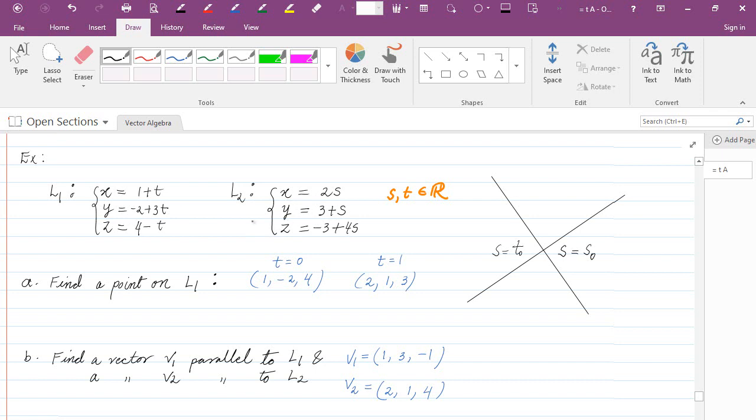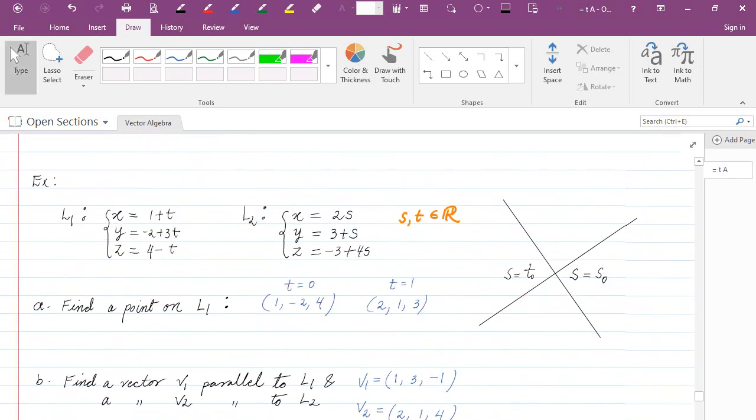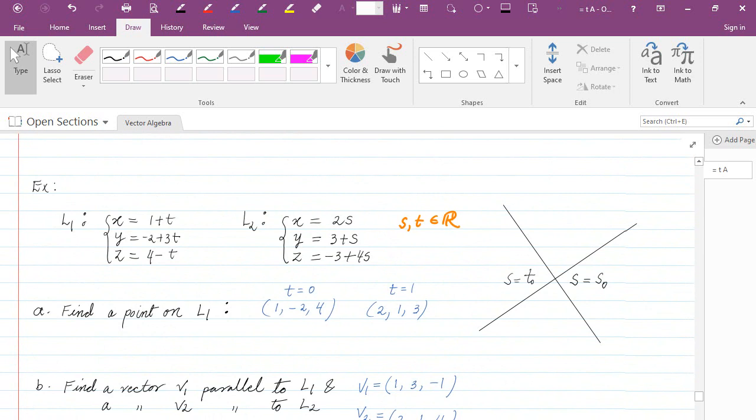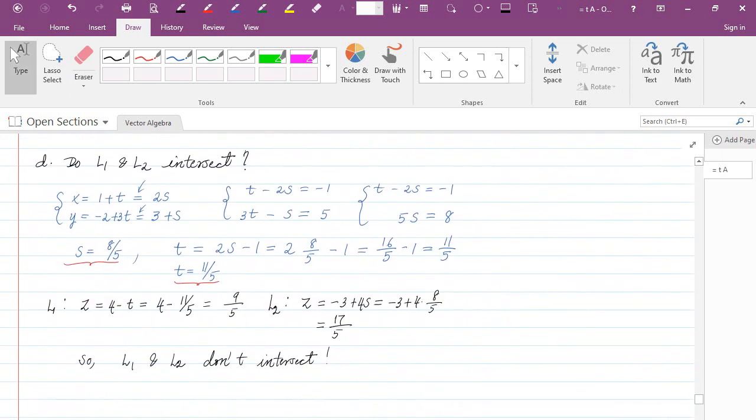So to find the intersection, we're going to set the x's equal to each other, and we're going to set the y values equal to each other, and then we'll try to solve for s and t. So we're going to set 1 plus t equal to 2s. We're going to set minus 2 plus 3t equal to 3 plus s.